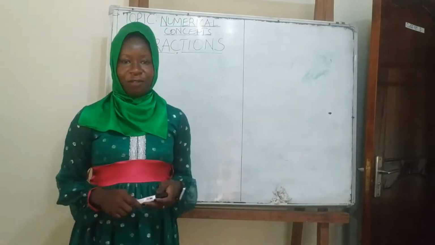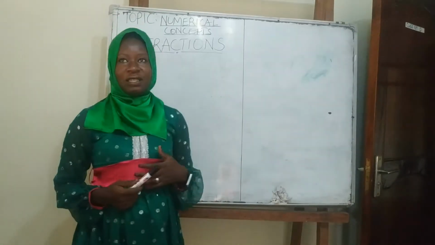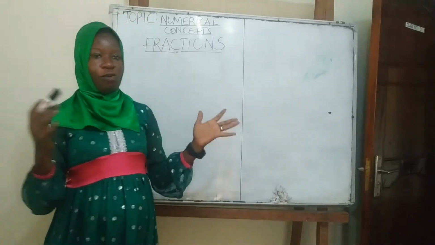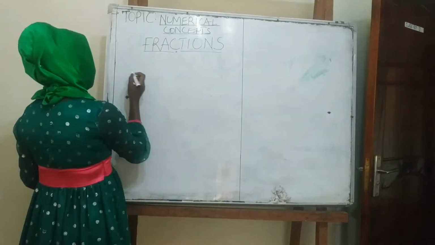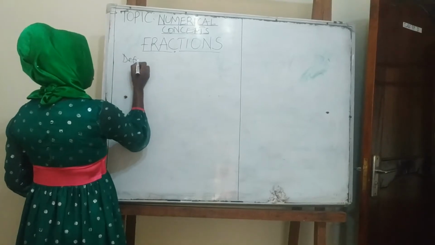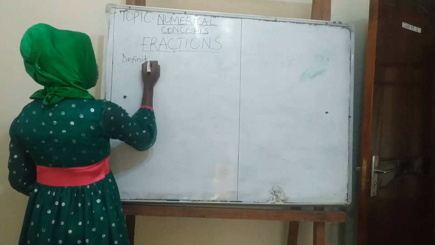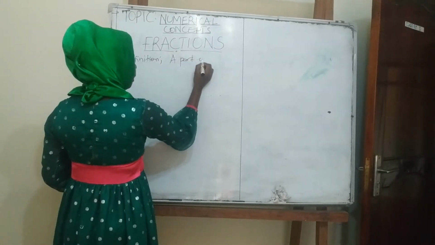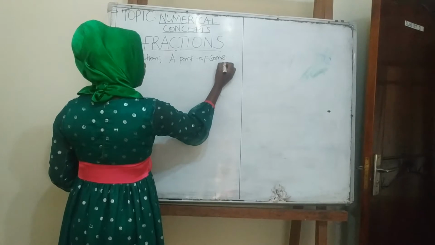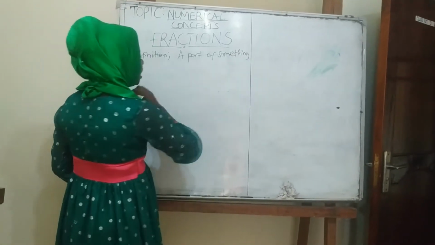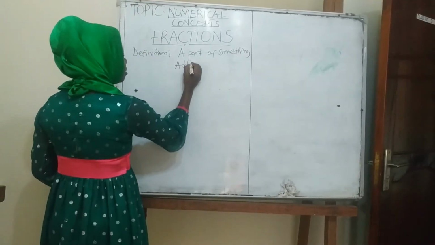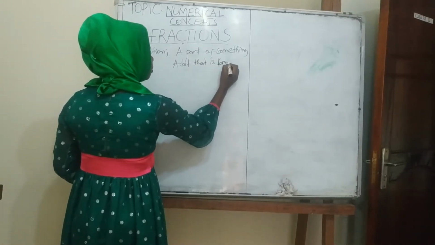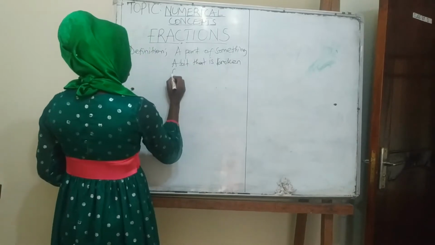And what is a fraction? To start with, a fraction is simply a part of something. For example, a bit that is broken from a whole. So fractions, by definition, this is a part of something. Or we can say it is a bit that is broken from a whole.